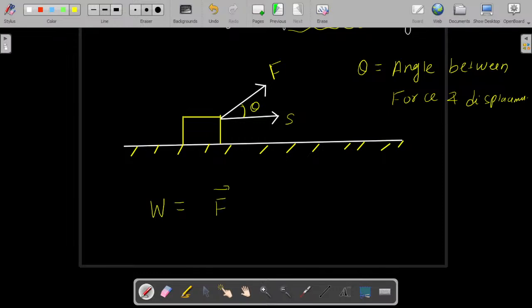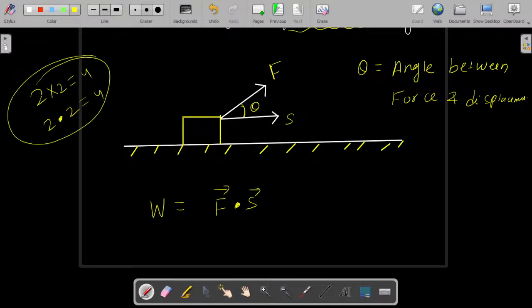as we know the formula, force dot displacement. This is the dot. In physics there are two types of multiplication, one is cross and the second is dot. Like 2 into 2 is 4, and 2 dot 2 is also a product. But in physics we have to consider either the dot product or the cross product, and both are different. That you will study in higher classes. So work is the dot product of force and displacement.